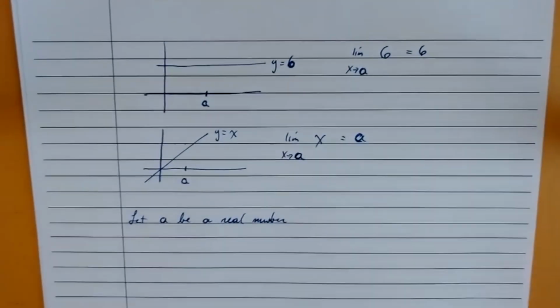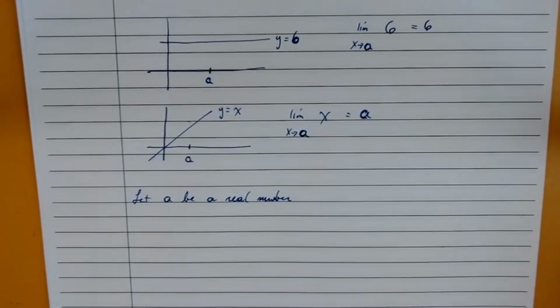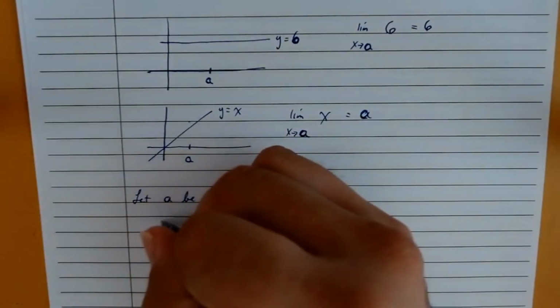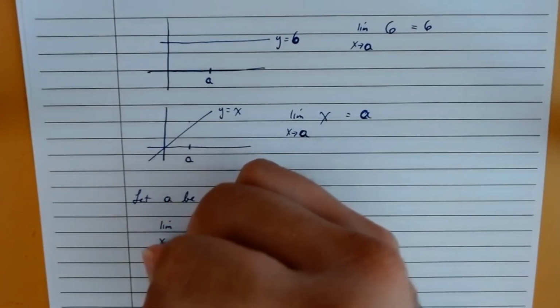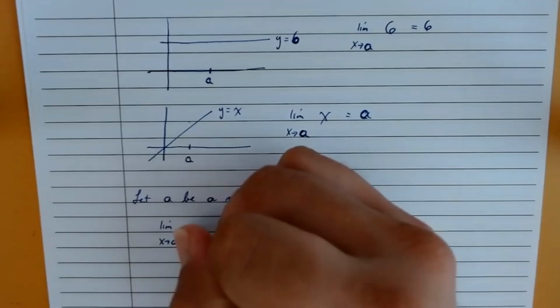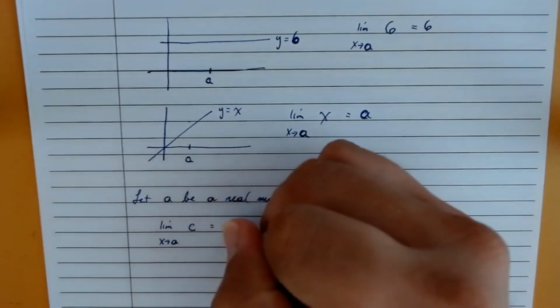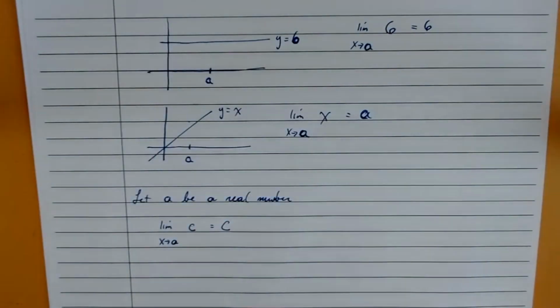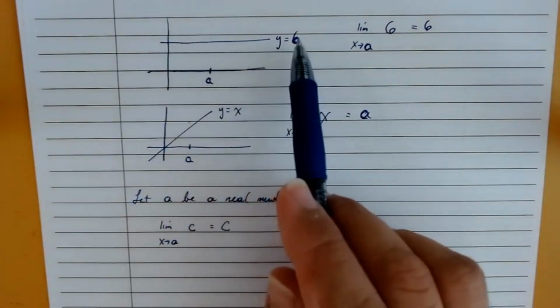Then the following statements are going to be true. If you take the limit as x approaches a of some constant, you're just going to get the constant. Well, that makes sense. The whole function is always that same number.